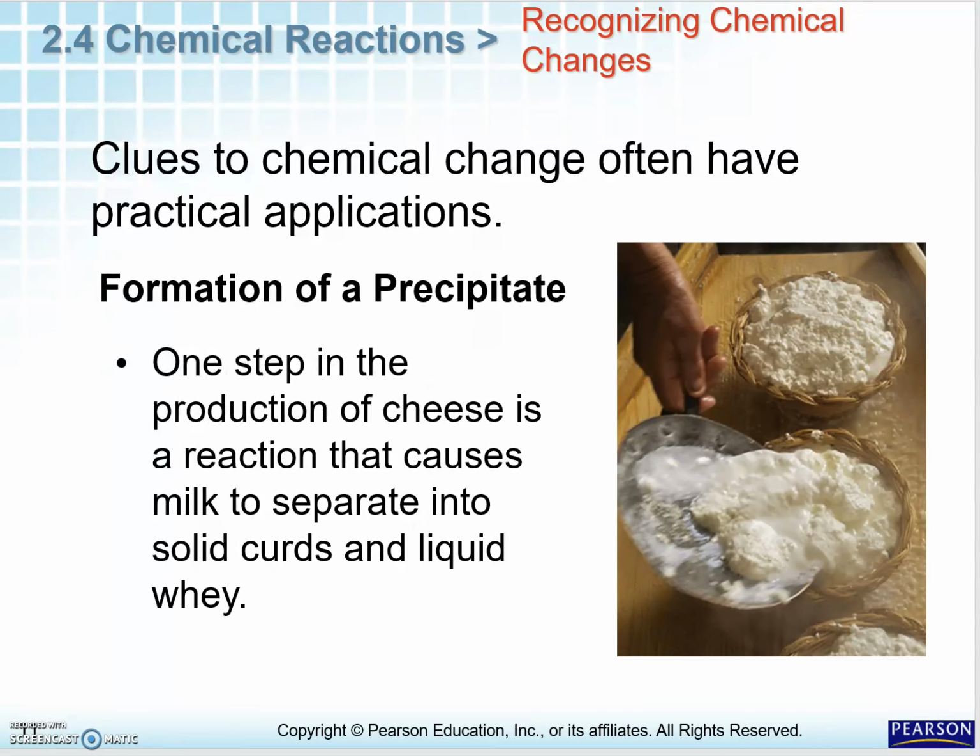Finally, your fourth and final clue is the formation of a precipitate. And that simply means that when your chemical reaction is occurring, you get some sort of solid at the bottom of your beaker. And you can see this in the production of cheese. There's a reaction that causes milk to separate and become solid. That solidity is what the chemical change is.